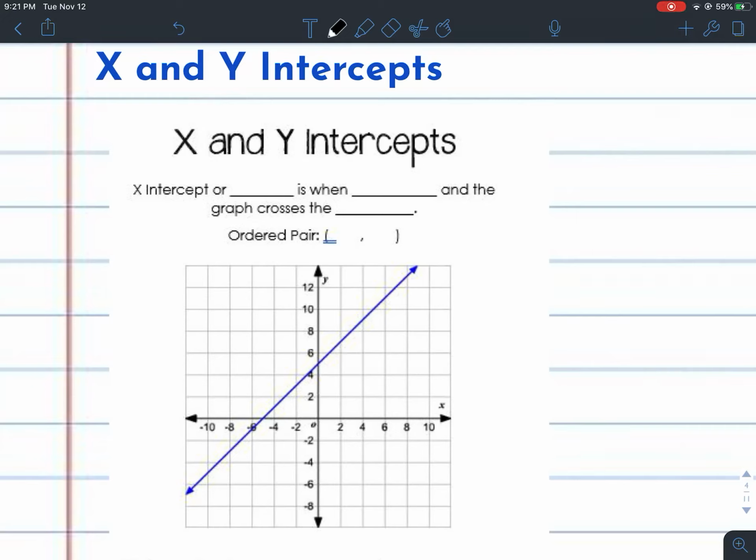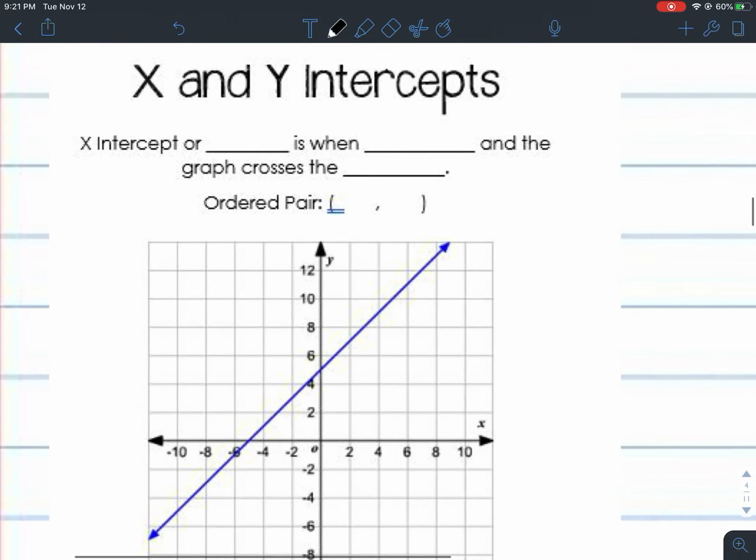Hello, this is going to be a video going over the notes that we took in class on x and y intercepts. So it's a good reference point if you are struggling with this concept or the homework didn't go well, to go back and review these notes over again.